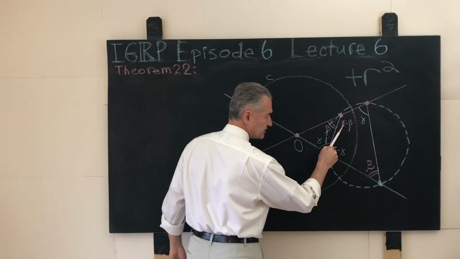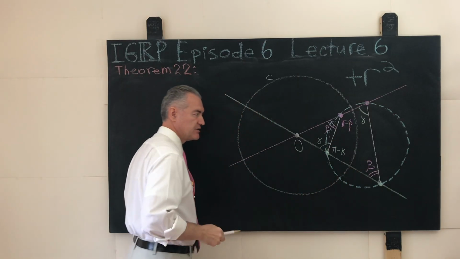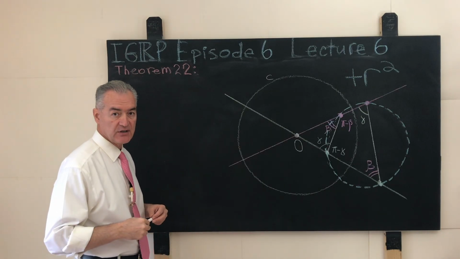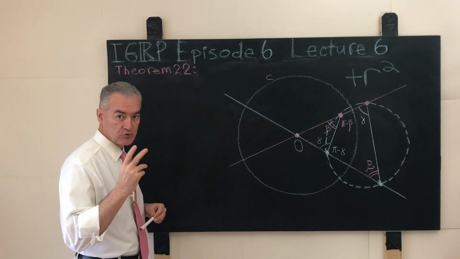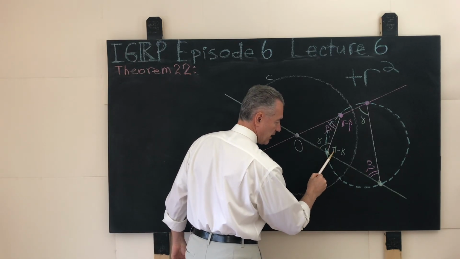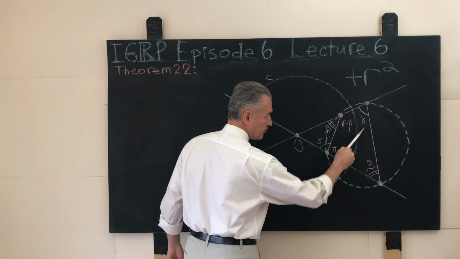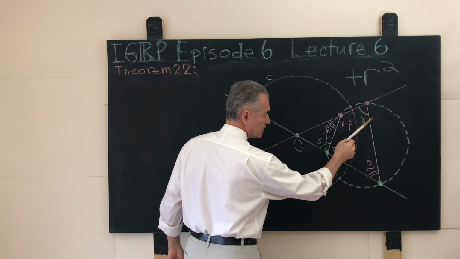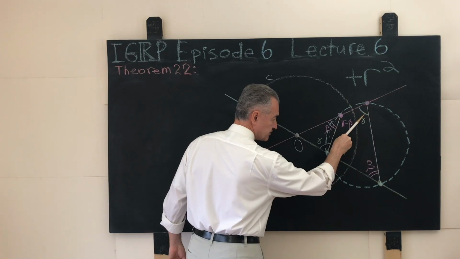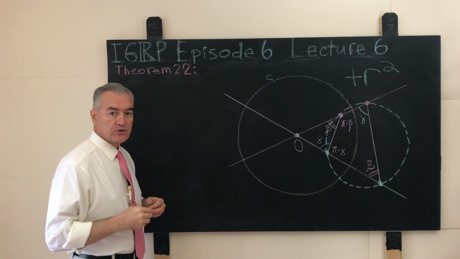Beta plus pi minus beta, and plus positive beta cancel out. We have two angles that sum to pi. And likewise, for this angle, we have pi minus gamma plus gamma; minus gamma plus gamma cancel each other out. The magnitude of these two opposite angles sums to pi.